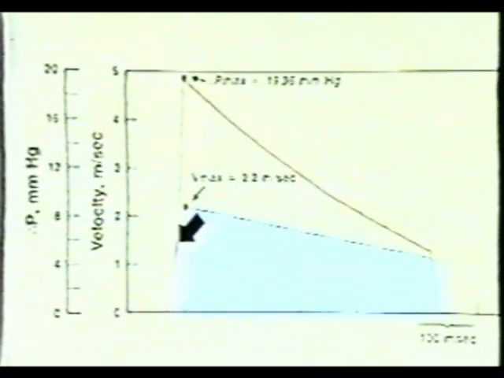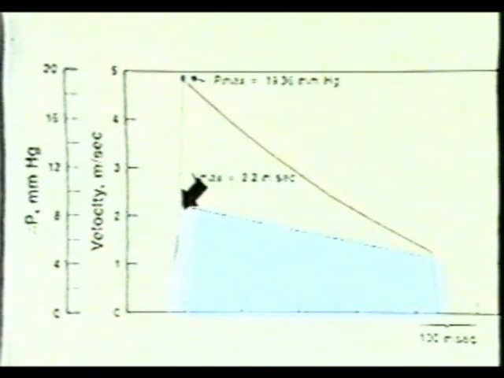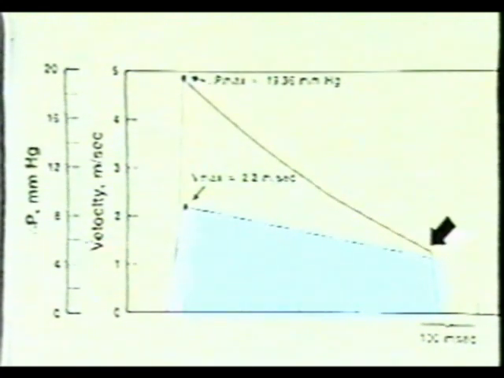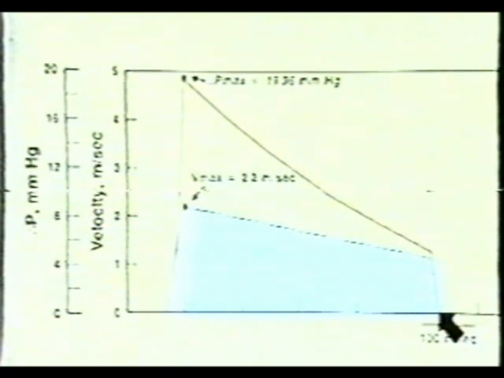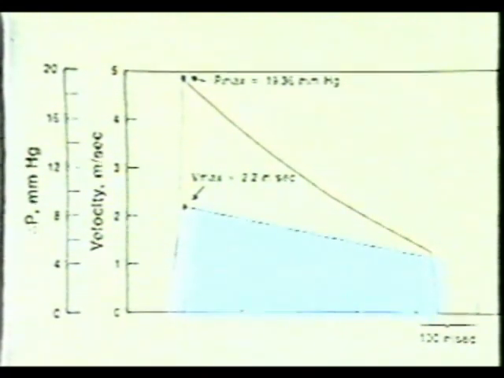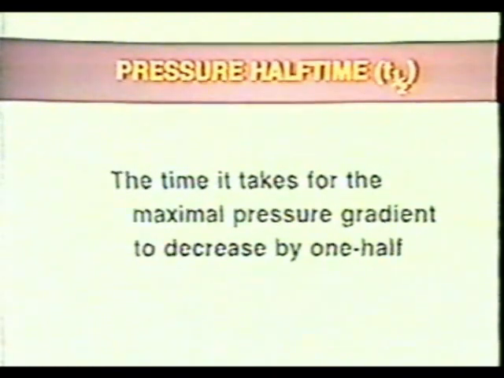By using the 4v squared formula for each velocity point along the Doppler profile, we can construct a curve, indicated here in red, representing the corresponding instantaneous pressure gradients, including the end diastolic gradient. Integrating this gradient curve and dividing by the diastolic flow period will give us the mean diastolic gradient. This curve can also be used to determine the diastolic pressure half-time. The pressure half-time, or T1 half, is defined as the time it takes for the early maximal pressure gradient to decrease by 1/2.